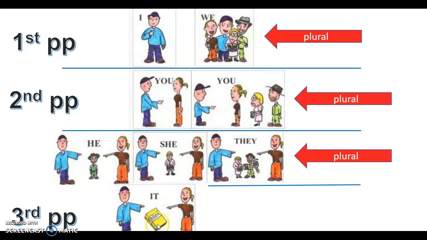And we also have it, which doesn't exist in Spanish, but it's for things that aren't alive, or aren't people.